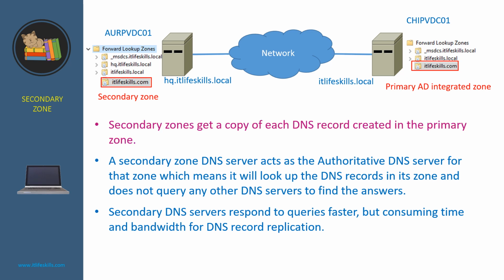As we know, secondary zones get a copy of each DNS record created in the primary zone. A secondary zone DNS server acts as the authoritative DNS server for that zone, which means it will look up the DNS records in its zone and does not query any other DNS servers to find the answers. Because of these two characteristics, secondary DNS servers respond to queries faster, but consuming time and bandwidth for DNS record replication.